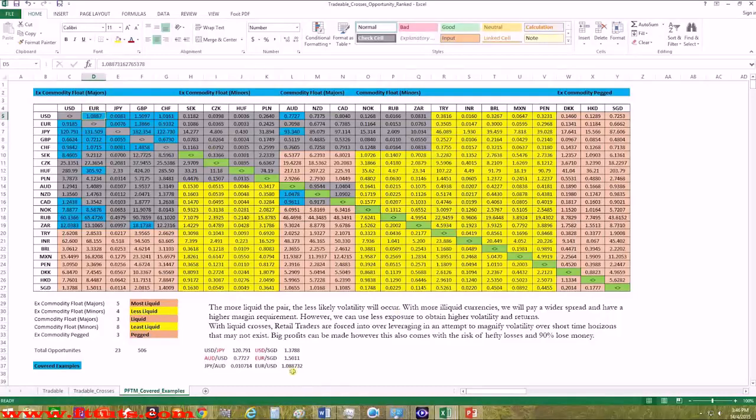Again, if we want to work out the reverse of this, all we have to do is work out the reciprocal. So 1 divided by the formula that we worked out earlier. And that gives us 0.9185. So now we're going to look at what the US dollar euro rate is in the table, and we can see here that we're correct, 0.9185.